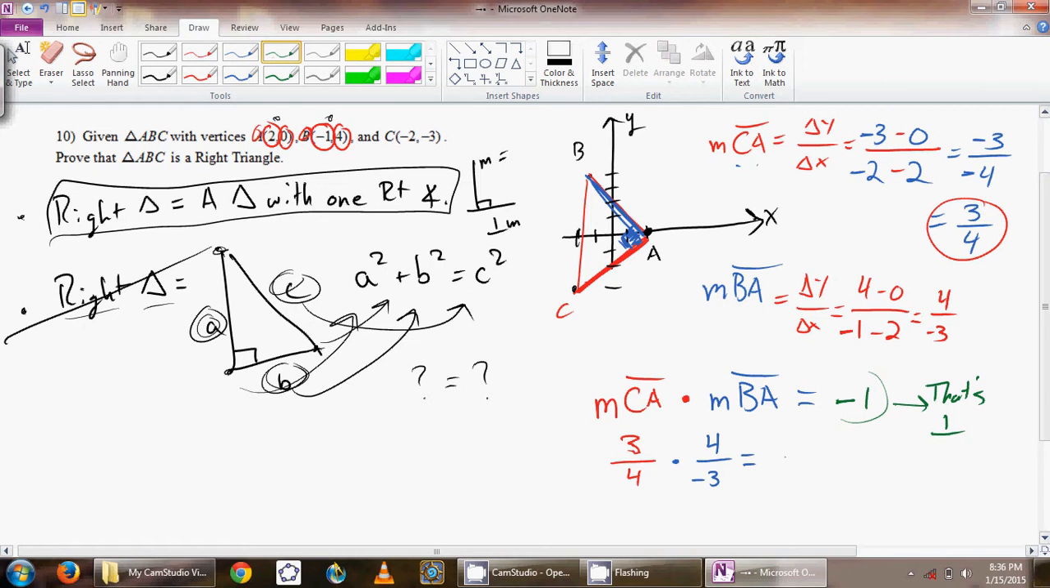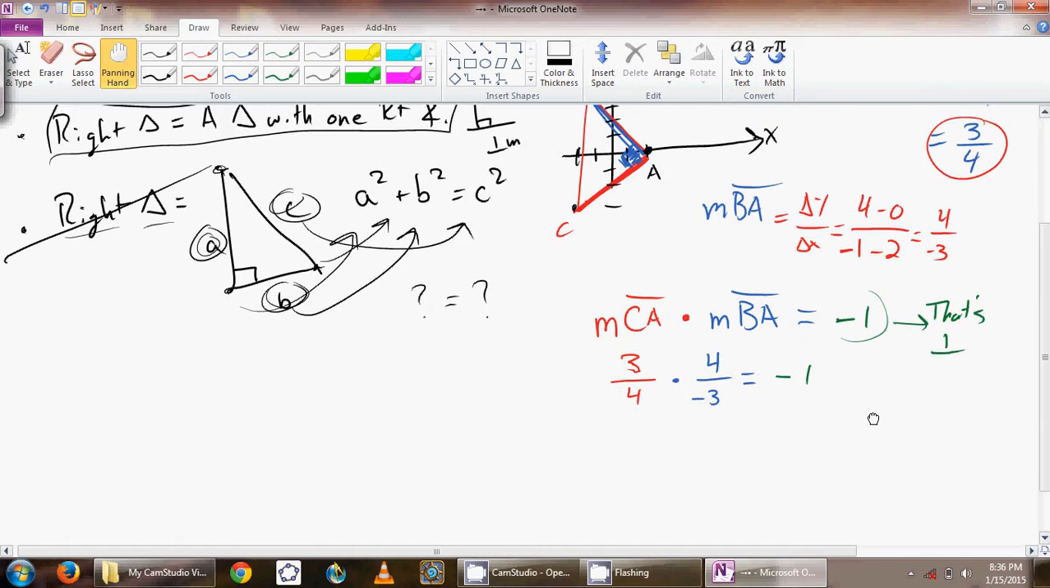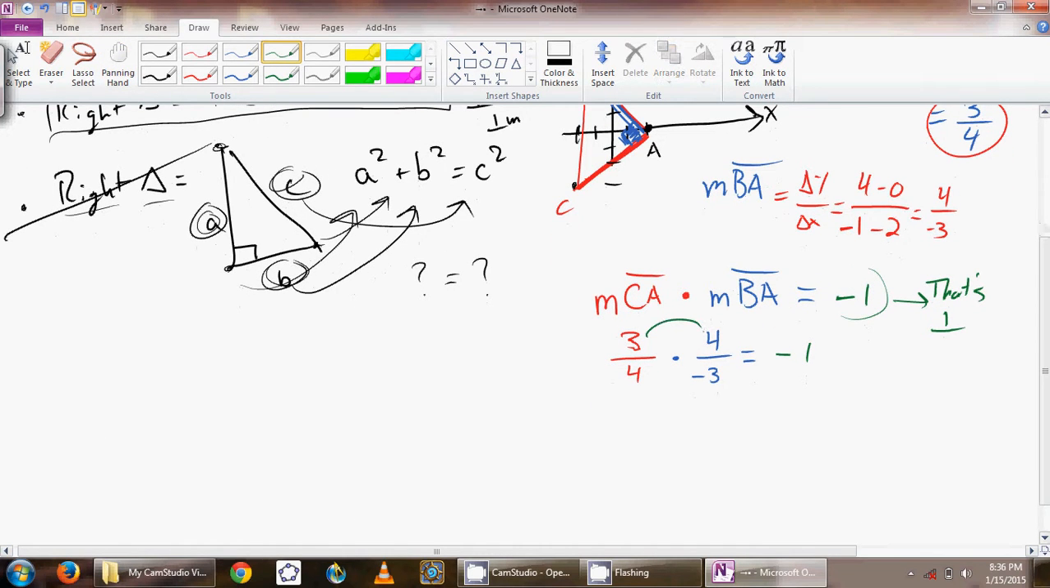Well, does this equal -1? Let's see. Multiplying fractions, numerator times numerator, that's +12. Denominator times denominator, that's -12. Does that equal -1? Yeah, 12 over its negation is -1. -1 does in fact equal -1.